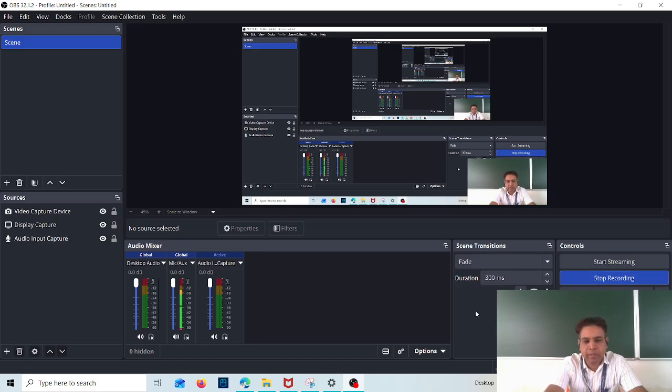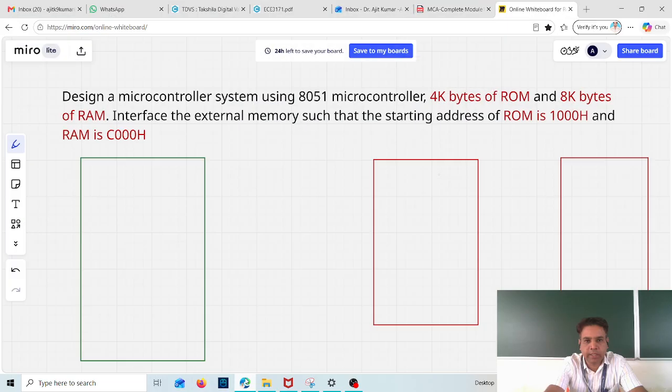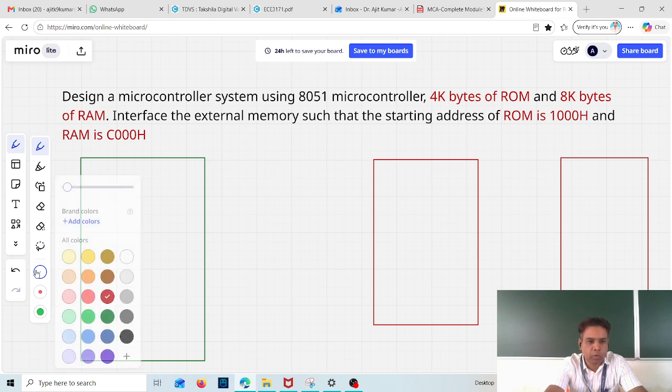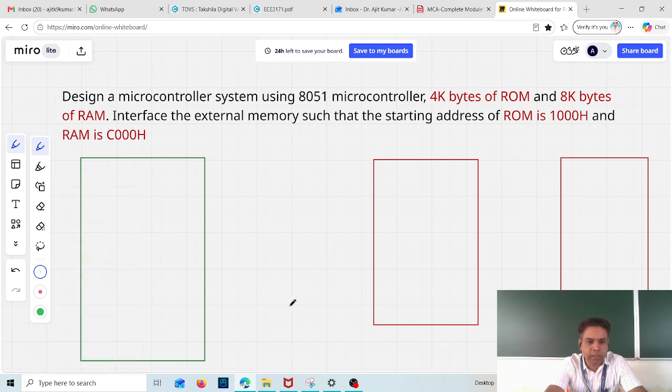In the last class, we discussed how we can interface the memory chip with the 8051 microcontroller, and we did some examples also. Today we'll solve one more numerical example and then we'll stop for this topic and continue with the next topic. So here we have a different numerical for today's class. The problem statement is mentioned here.